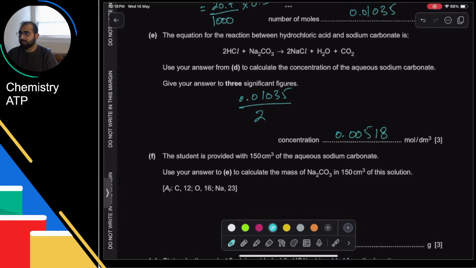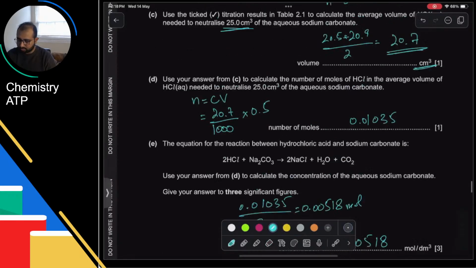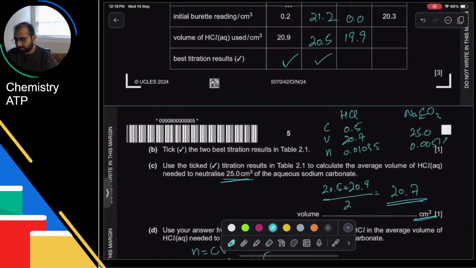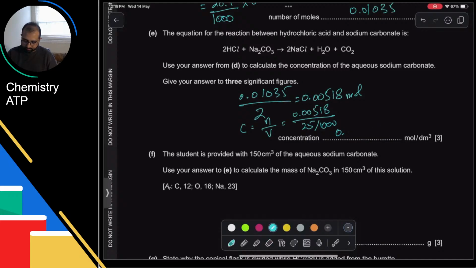0.00518. Okay, so that is what I'll write. Okay, done. No wait, this is not moles. This is moles. I want to find concentration. So I have 0.00518 moles. Now I need to write concentration. Concentration is number of moles over volume. So 0.00518 over 25 divided by 1000, because 25 cm cube, right? So divided by 0.025. So I am getting 0.207 moles per dm cube.